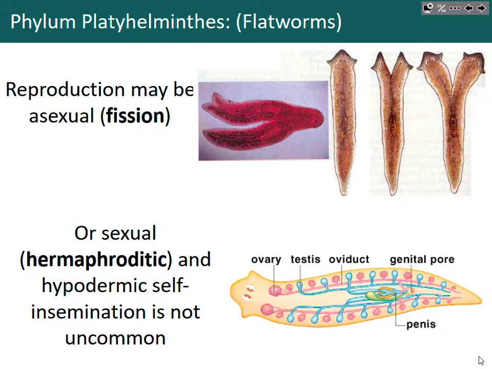Yeah, so asexual reproduction is making a clone of yourself. Self-fertilization is sexually reproducing with yourself, and so using eggs and sperm that you created in your body and bringing them together.